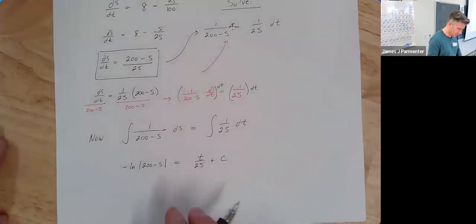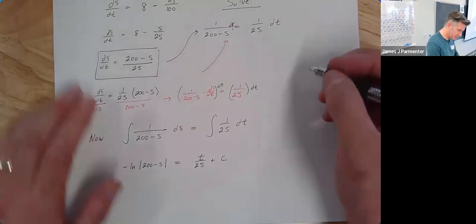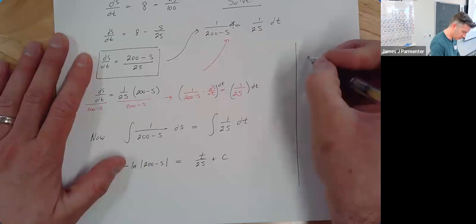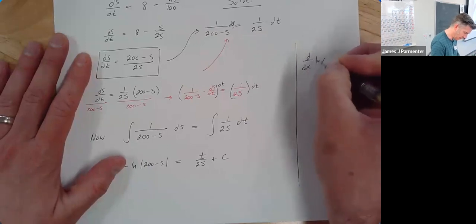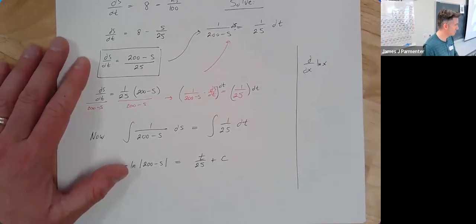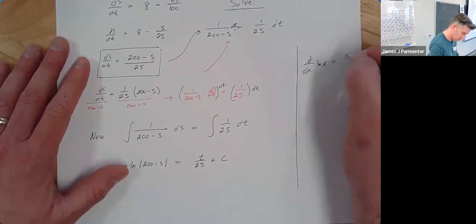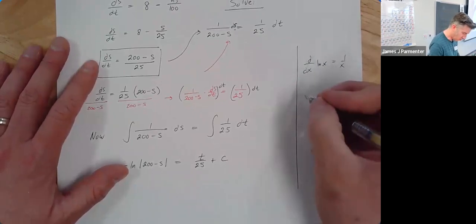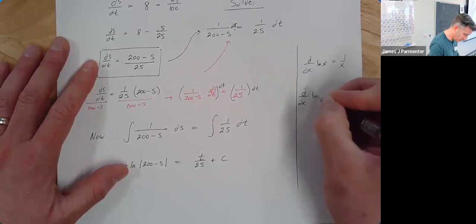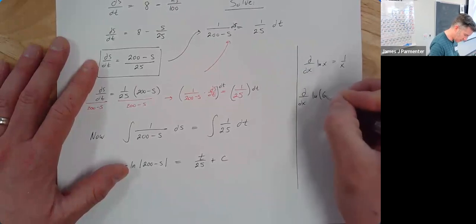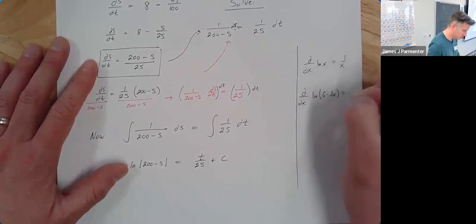Good question. So let me ask you, what's the derivative of the natural log of x? Right. Okay, slightly tougher question. What's the derivative of the natural log of 6 minus 2x?